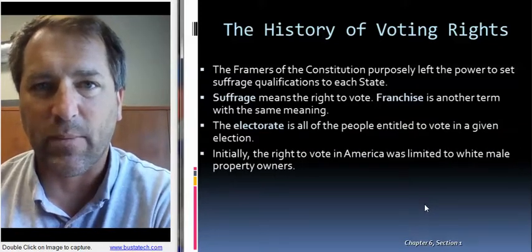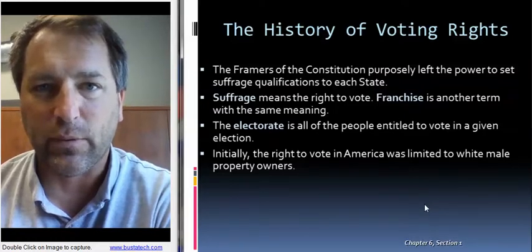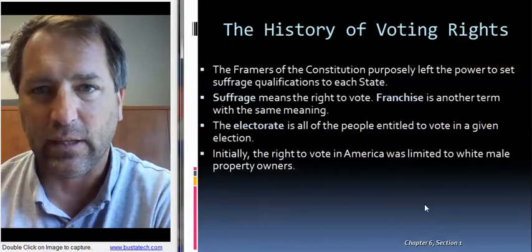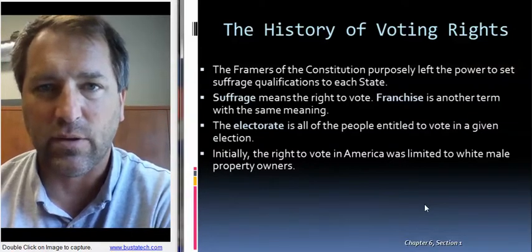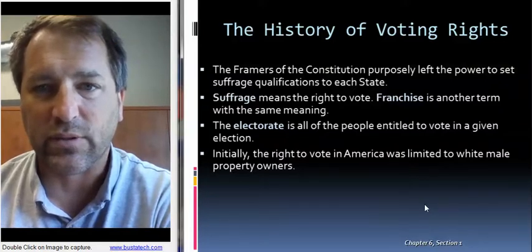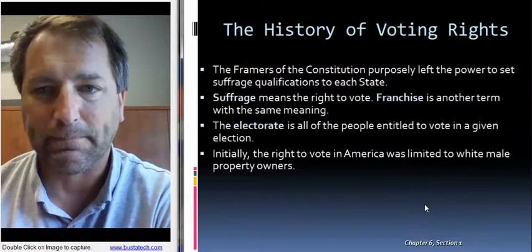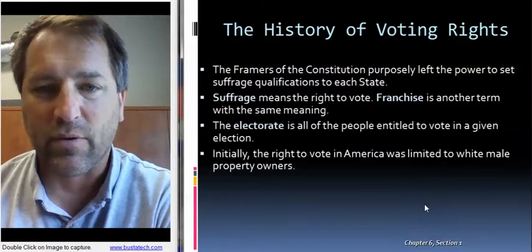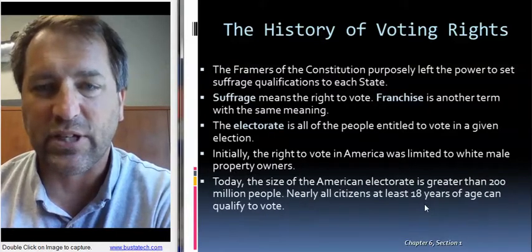Initially, as you probably know from your reading, the right to vote was very limited. Very few people could participate in the government. You had to be male, you had to be white, you had to have property, so it was very restrictive to participate in voting. However, as we're going to come to see, the size of the electorate has expanded greatly.